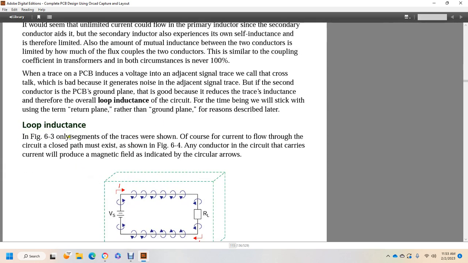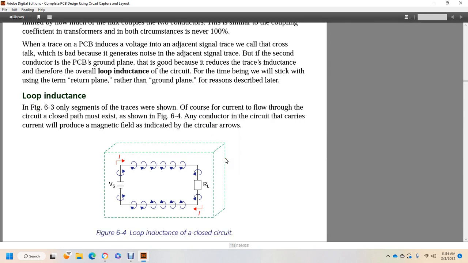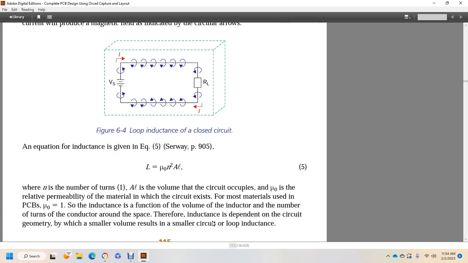Loop inductance: in figure 6.3, only a segment of the trace is shown. Over the course of the current flow through the circuit, a closed path exists, as shown in figure 6.4. Any conductor in a circuit carrying current will produce a magnetic field, indicated by circular arrows. Here we show the loop inductance of a closed circuit coil. For the equation, inductance is given in equation 5, where N is the number of turns, A is the area, L is the length, the volume of the circuit it occupies, and mu subscript 0 is relative to the permeability of the material.